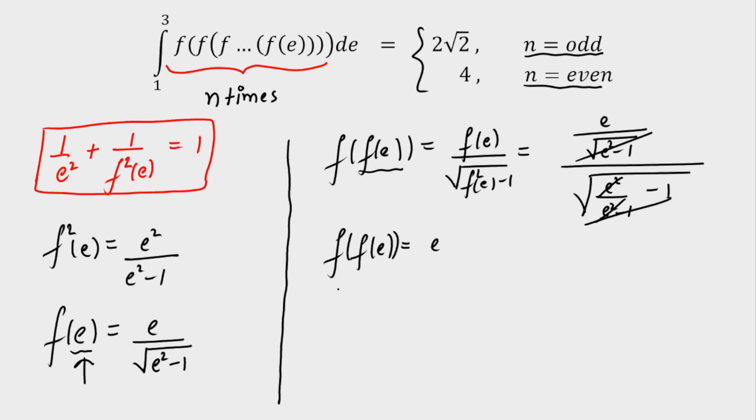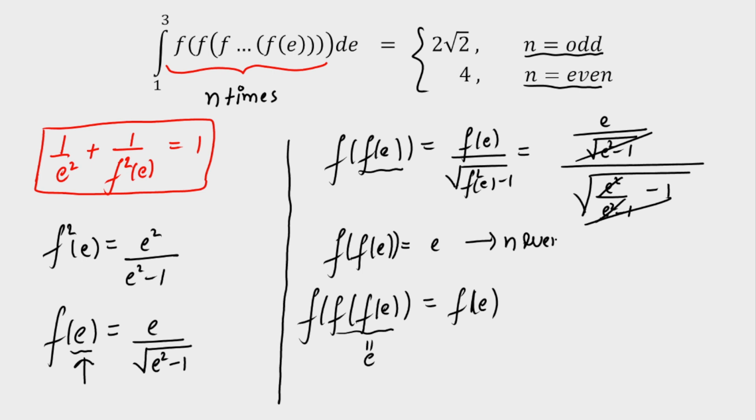So from here I can say f of f of E will be equal to E only. Similarly, if you calculate for 3 times, we know that f two times will be equal to E, so the result will be equal to f of E. From here I can say the clear generalization: for n even we are getting E, and for n odd we are getting f of E, because when you calculate 4 times, again you will get E, and when you calculate for 5 times, again it will be equal to f of E. So the clear-cut generalization is: for n even, we'll get E, and for n odd, we'll get f of E.